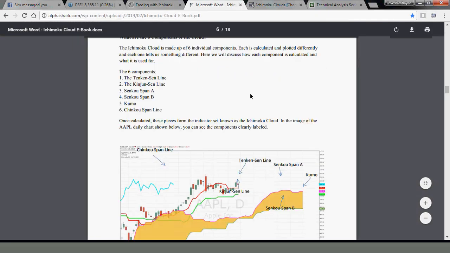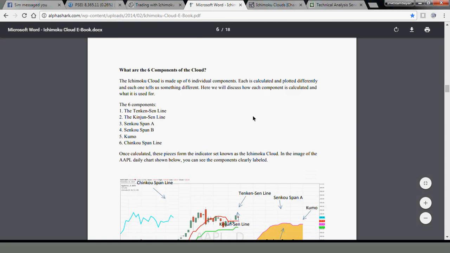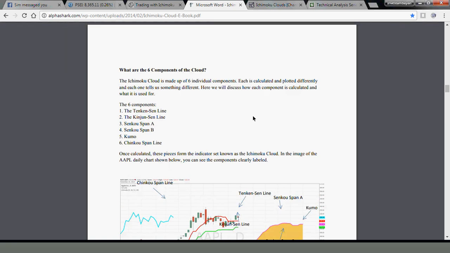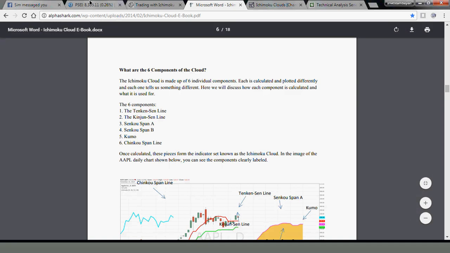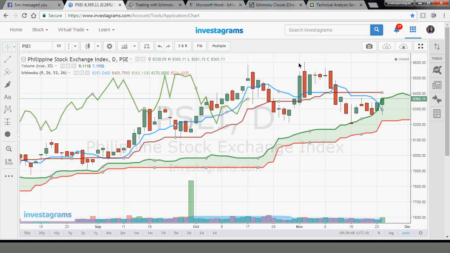So, ano ba yung mga components ng Ichimoku? Sa Ichimoku, there are 6 components of Ichimoku clouds. Number 1, the Tenkan-sen line. Madami pa tayong i-discuss ngayon. So, ano yung Tenkan-sen line? Tenkan-sen line, this is the shortest average of Ichimoku.